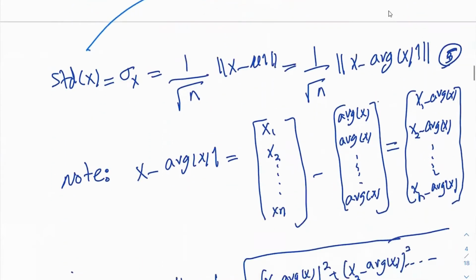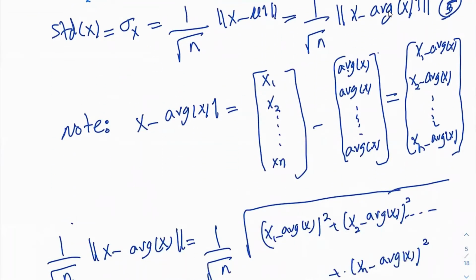I have a note here for you to better understand this. x is a vector. What do I mean by the average of x times 1? x is x1, x2, all the way to xn. The average of x is just a number, but 1, recall, was 1, 1, all the way to 1. Remember the multiplication of a constant by a vector: you multiply that constant by every single component of the vector. So you get the average of x for the whole vector, and when you subtract, you get a vector where each component is xi minus the average of x.